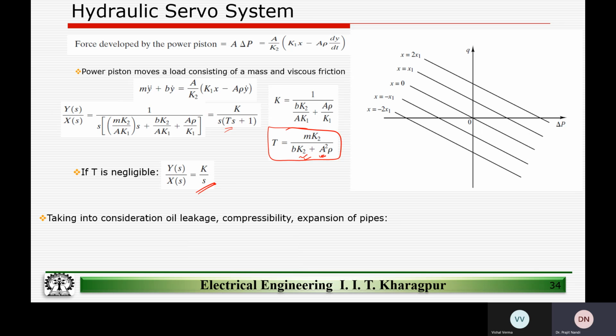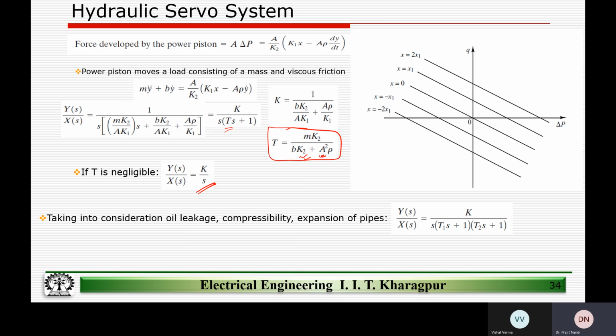So y as a function of x: if x is a step input, y will be an integral of that, which is nothing but a ramp input. Eventually it will be a ramp, right?